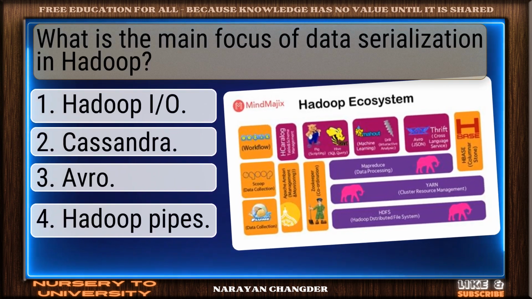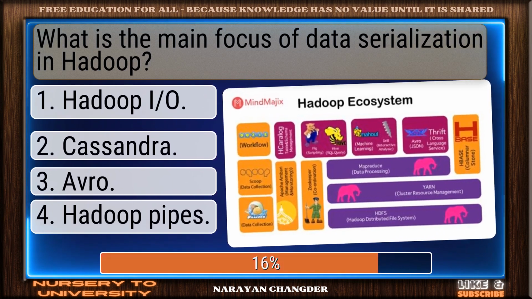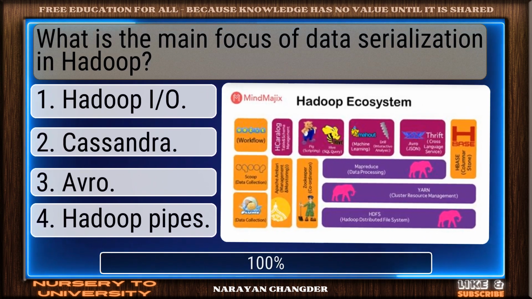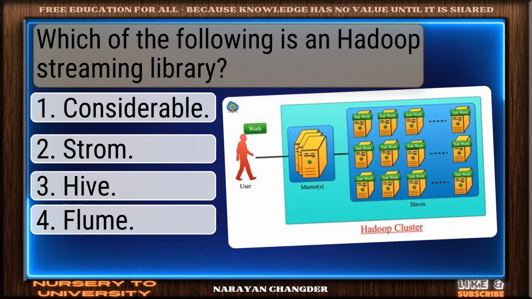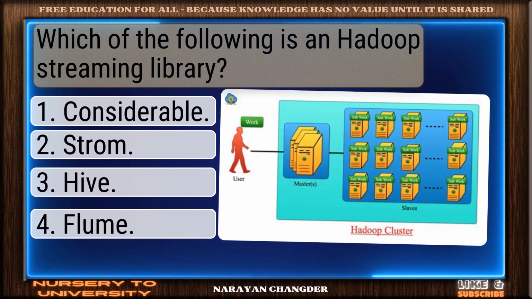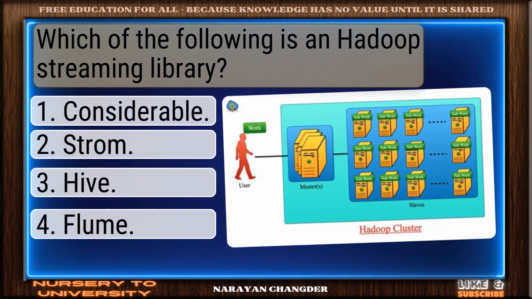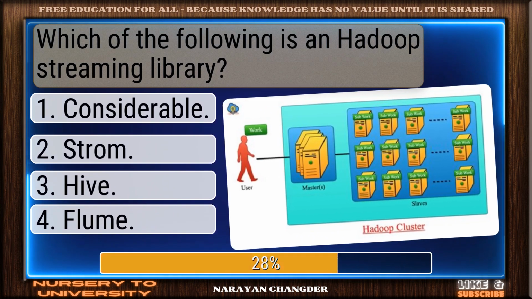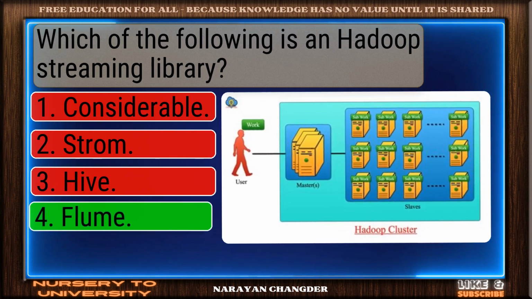Question number 15. What is the main focus of data serialization in Hadoop? Well done. Hadoop I/O is the right choice. Question number 16. Which of the following is a Hadoop streaming library? Bravo, Flume is the answer.